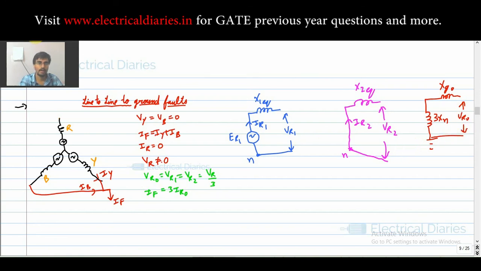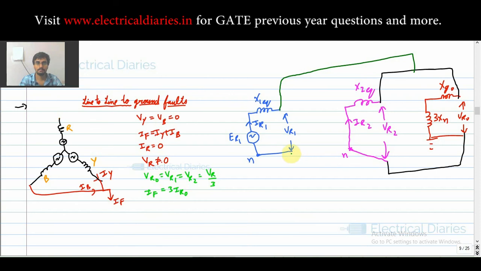Now look carefully at how I am joining these. The negative and the zero sequence circuits are connected in parallel, and then this whole circuit is connected to the positive sequence circuit. So this is the figure, and this is your IR0. Now your fault current IF is equal to 3 IR0, so you have to find out your IR0.